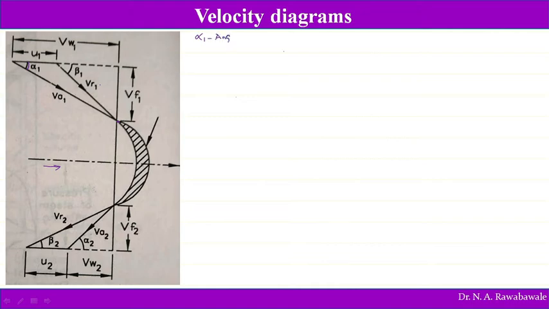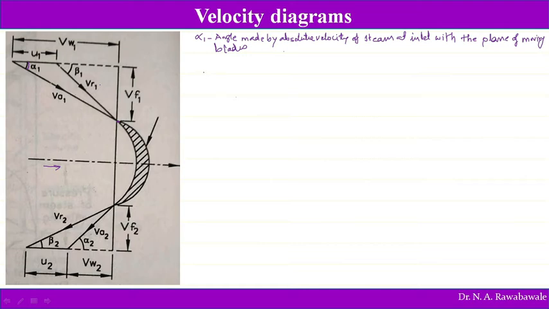So alpha 1 is the angle made by the absolute velocity of steam at inlet with the plane of moving blades.